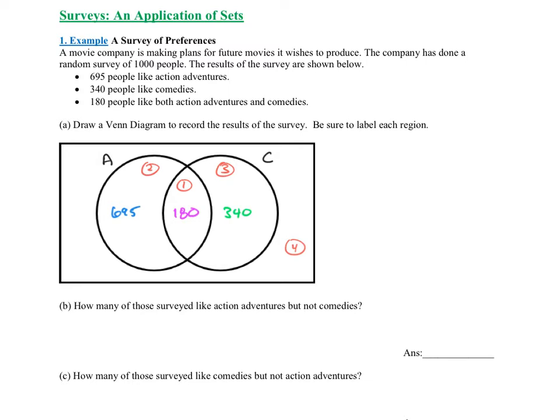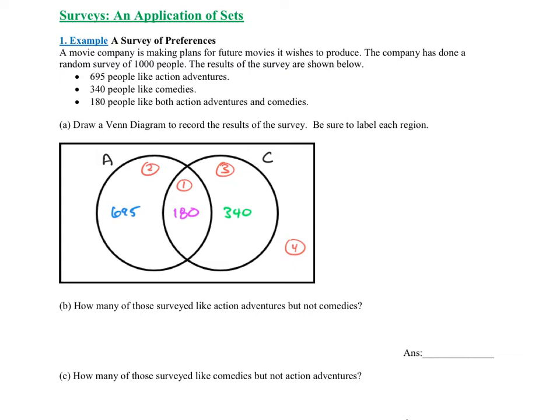And so this is what they do, and I look at that and then I ask them, okay, well, what about region 4? What do you put in region 4? And this is where I get them to start thinking, well, how many total people are there? There's 1,000 total people, right? And let's think of how many people we've already done. We've already done 695 plus the 180 from the middle, plus we've done 340, and when I put that into my calculator, that's already 1,215 people. Well, there's only 1,000 people that were surveyed, so how is that possible?